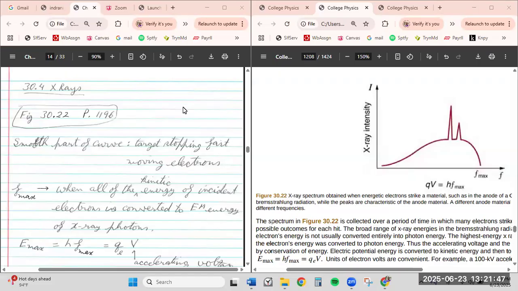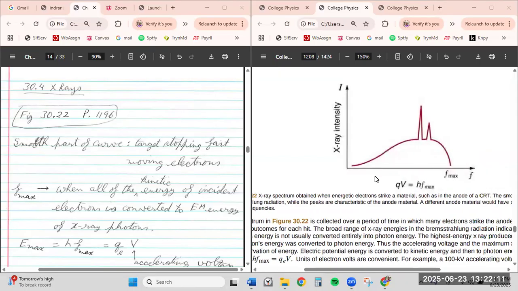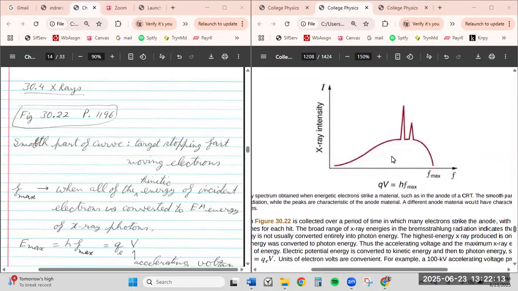In this next section, we will revisit X-rays and look at some more properties of X-rays that we are now able to discuss since we have a knowledge of how energy levels exist in an atom as explained by the Bohr model. So this is a graph we have seen before. It's the spectrum of X-rays.